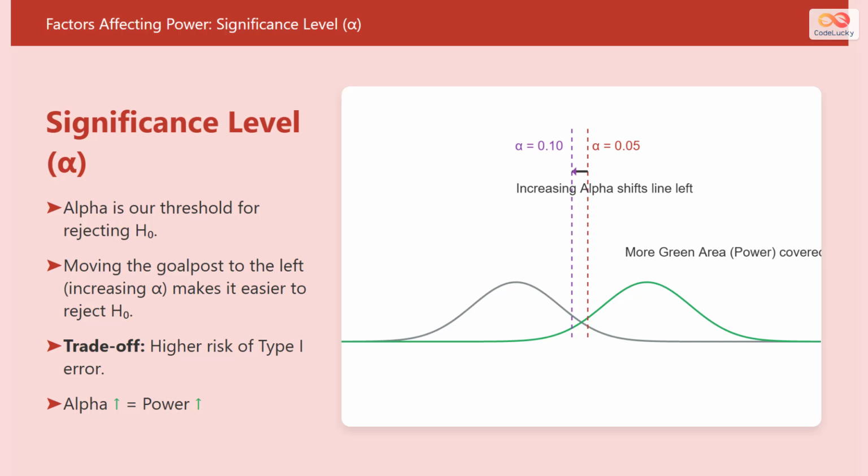Third is our significance level, alpha. If we are willing to accept a higher risk of a type 1 error, say, moving from 0.05 to 0.1, we move our critical line to the left. This naturally uncovers more of the green area. So, increasing alpha increases power, but at the cost of more false alarms.